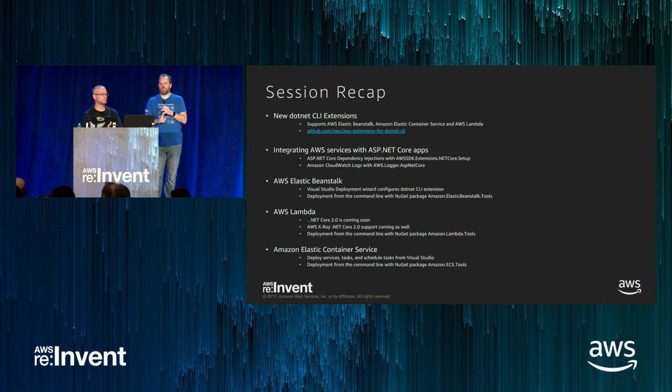We talked about how you can add AWS services in your ASP.NET applications with that extensions library, as well as with our CloudWatch loggers. For Beanstalk, we have the new option to be able to set up this new CLI extension. Lambda, again, .NET Core 2 support is coming soon, along with X-Ray support. So those two highly requested features are coming soon. And we showed the deployment through the command line. And ECS is the new features we just released this afternoon. So you'll see new versions of the Visual Studio Toolkit on the marketplace. And you can deploy any .NET Core applications as containers out there as services or tasks or scheduled tasks.